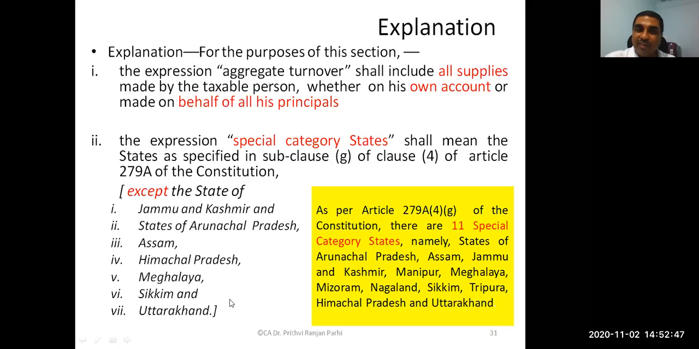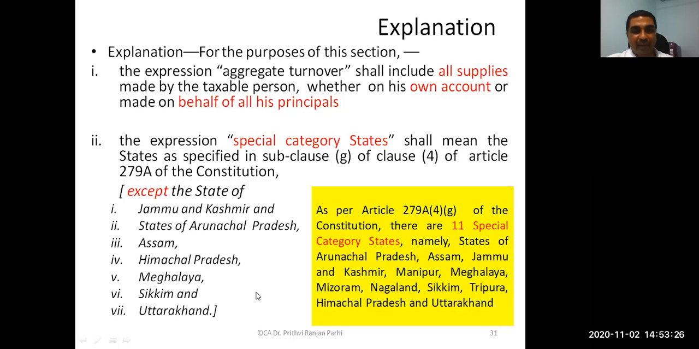Now, how many states remain who can be regarded as special category states in the context of registration of GST? How many states will be there? Who can tell me? 11 states are there, but 7 states are excluded. So remaining 4 states, is it done? Yes or no? So can you please repeat?